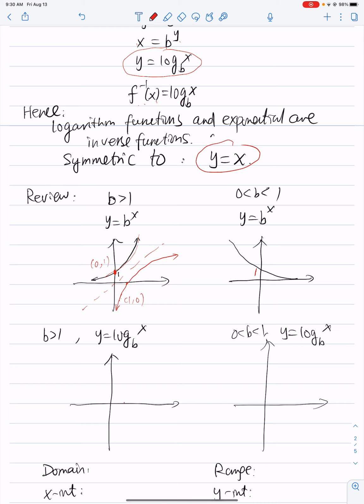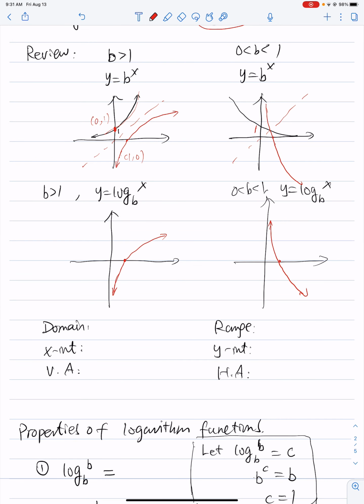Okay, so similar for the logarithm function. What will it look like? Like this. And for this one, (1, 0) here. So what it will be like this, because it's symmetric to y equal to x. So here it will be like this. Okay. So what will be the domain here?